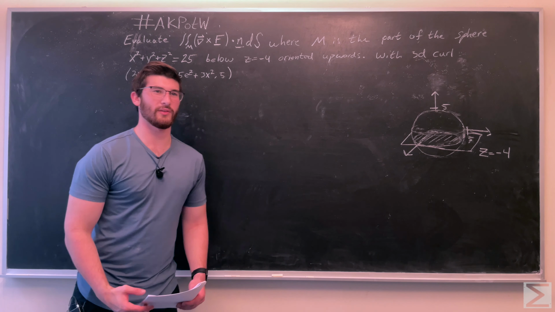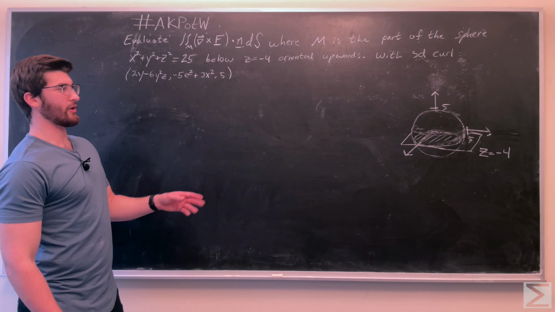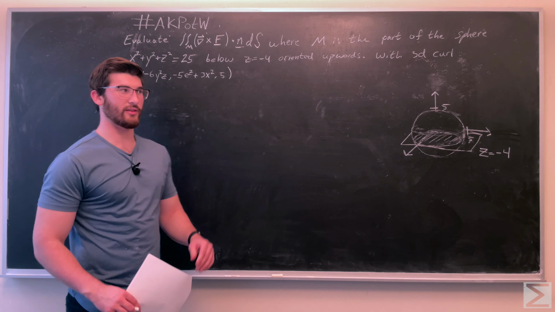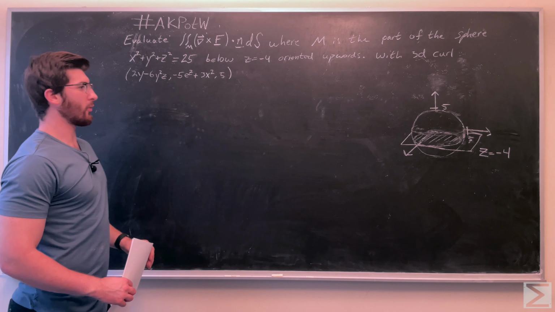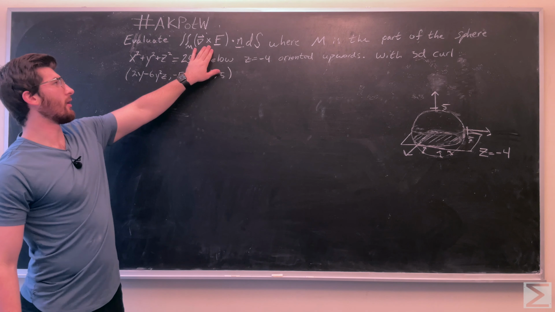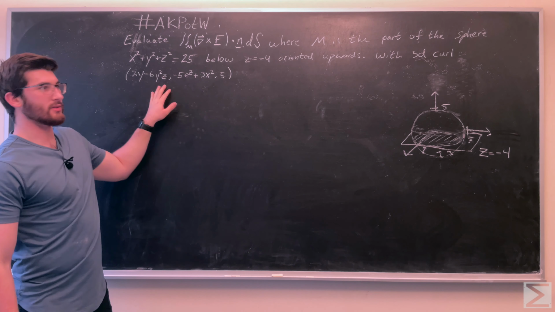In this week's problem, we're given the surface, the sphere of radius 5, centered at the origin. And we're being asked to find the flux through the part of the sphere that is below the plane z equals -4, oriented upwards. So here's the sphere, oriented upward. And we're given the 3D curl. So here, the 3D curl is given to us.